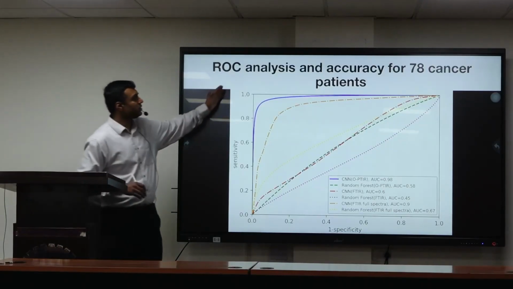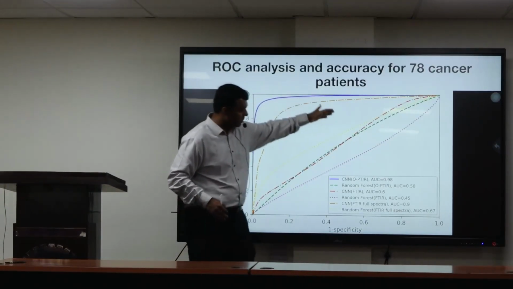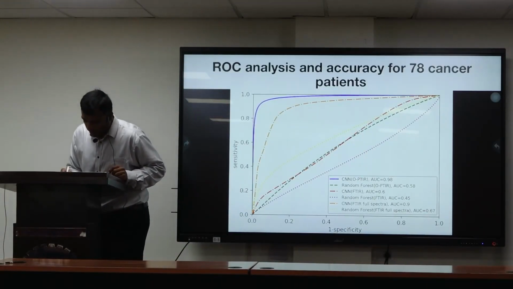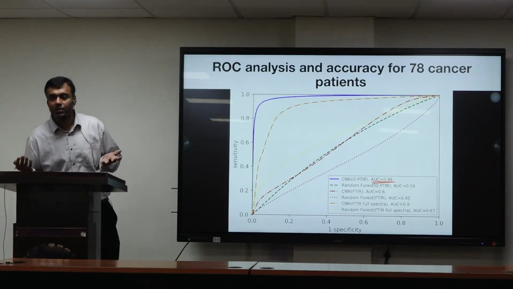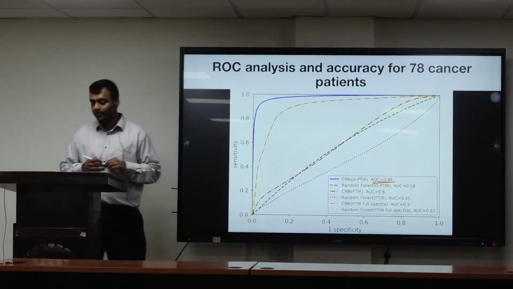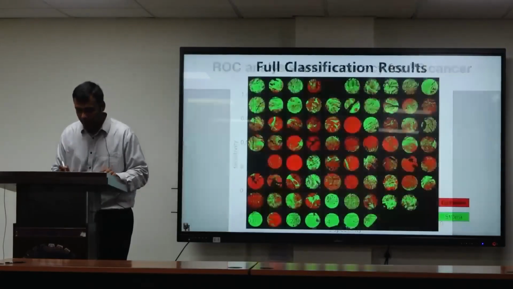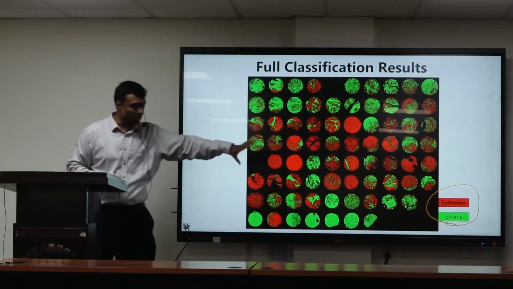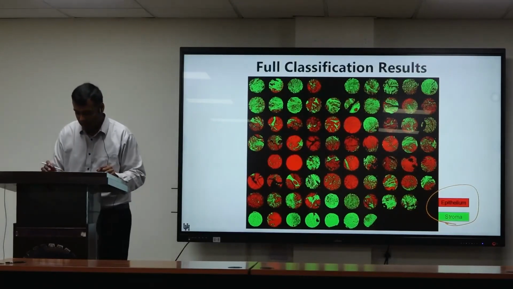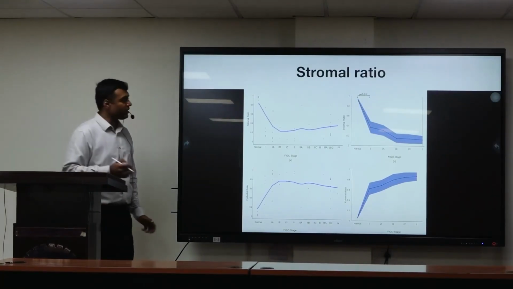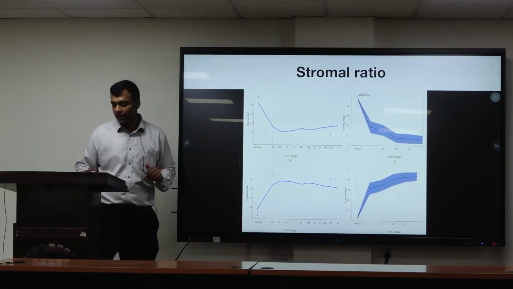And I've done this. We did this analysis of 78 cancer patients, and after using CNNs, we got an accuracy of about 0.98, 98% or so, for tissue subtyping, epithelium and stroma classification. For all these different cores, we got a very good analysis. Not only that, we came up with a measure called the stromal ratio.